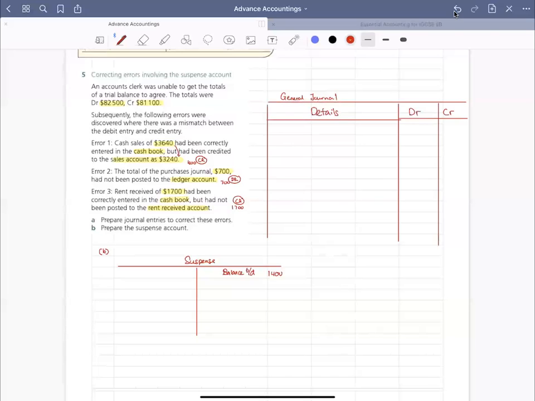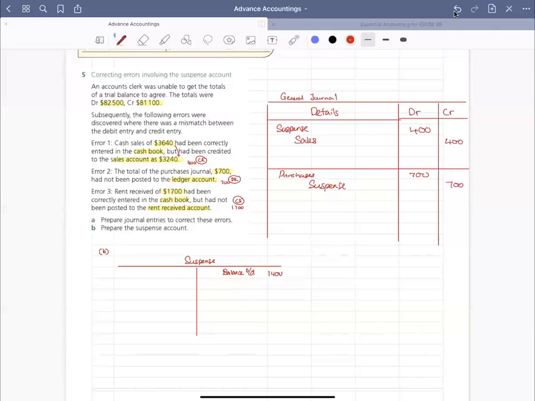So the first one is cash sales. Now we need to put 400 for sales on the credit side. This is what I would do. We don't really need a narrative for this for now, so we're just going to put suspense. If they want a narrative, you can just write undercast sales by 400. So correcting error of undercast sales by 400. Then the next one here is we've got to debit our purchases by 700. Suspense, we're going to credit it for 700.